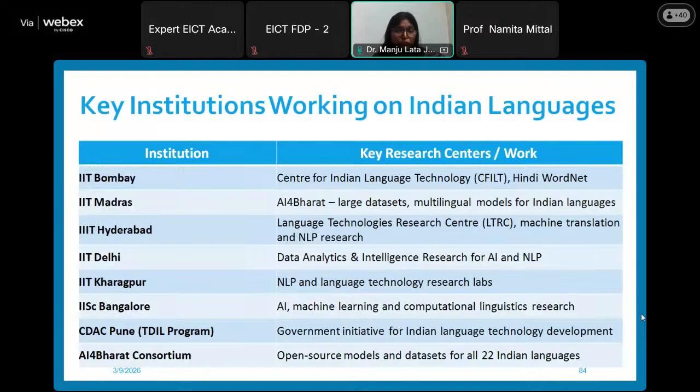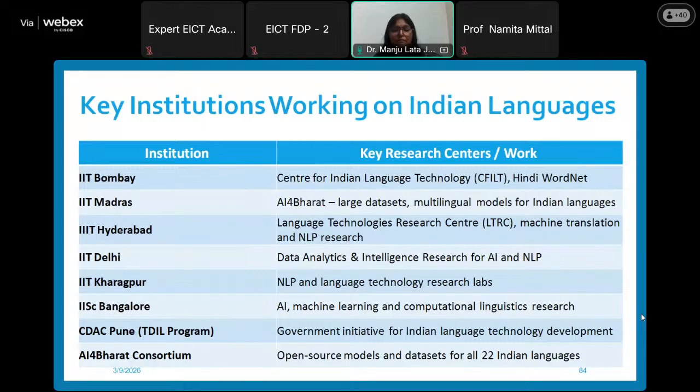Apart from that, some of the institutions which are particularly working on Indian languages: the very first institution which comes to my mind is IIT Bombay itself, where CFILT is the Center for Indian Language Technology. A lot of work has been going on there since the year 2000, which I have observed. Hindi WordNet and other Indian language WordNets have also been developed there. Then IIT Madras is also doing a lot of hard work. AI for Bharat, large datasets, and multilingual models for Indian languages have been developed.